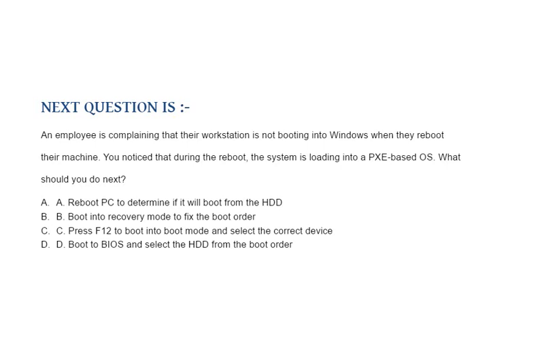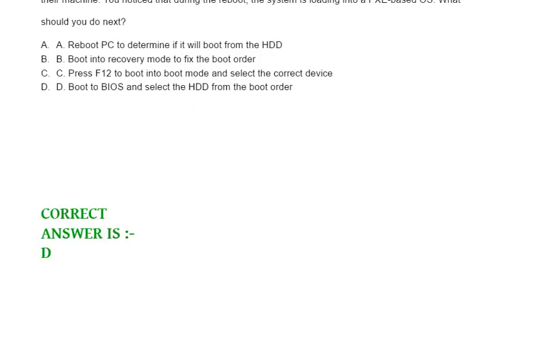Option A. Reboot PC to determine if it will boot from the HDD. Option B. Boot into recovery mode to fix the boot order. Option C. Press F12 to boot into boot mode and select the correct device. Option D. Boot the BIOS and select the HDD from the boot order. Correct answer is option D.